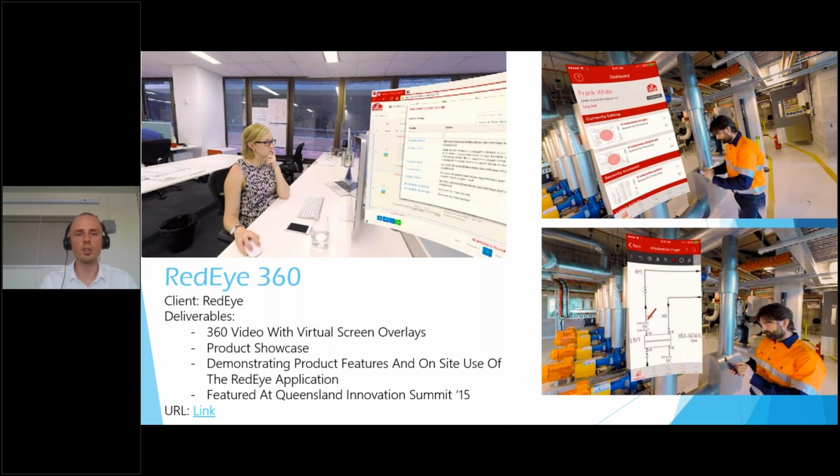Red Eye was one of those businesses, so we actually created a 360 video for them as well. They're based in Brisbane, and here you can actually see an overlay of their product while we're actually capturing the staff using that product in real time as well.